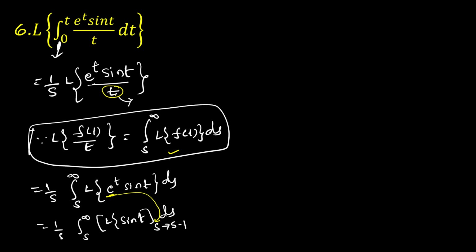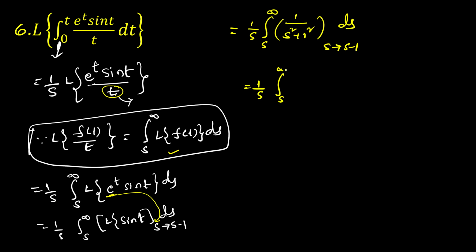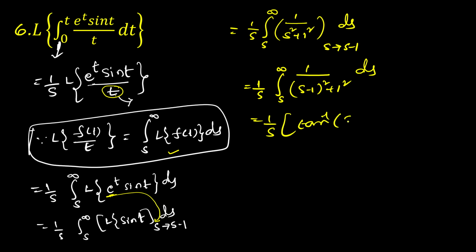Okay, next again this one continuation: 1 by s, here integral s to infinity L of sin t. L of sin t is equal to 1 by s square plus 1 square. Again here s changes to s minus 1 into ds. So here 1 by s, integral s to infinity, now 1 by s minus 1 whole square plus 1 square into ds. So here 1 by s of integration of 1 by x square plus 1 square formula, tan inverse of s minus 1.